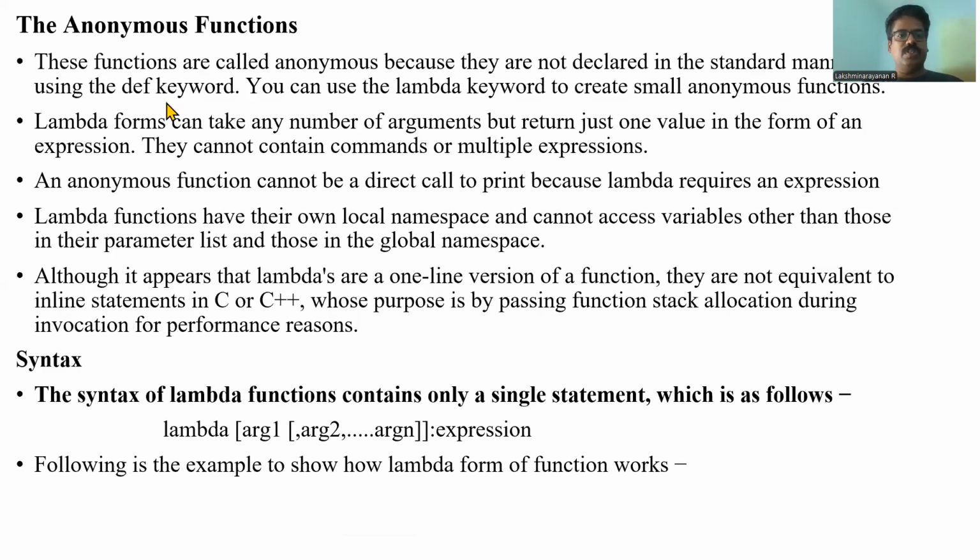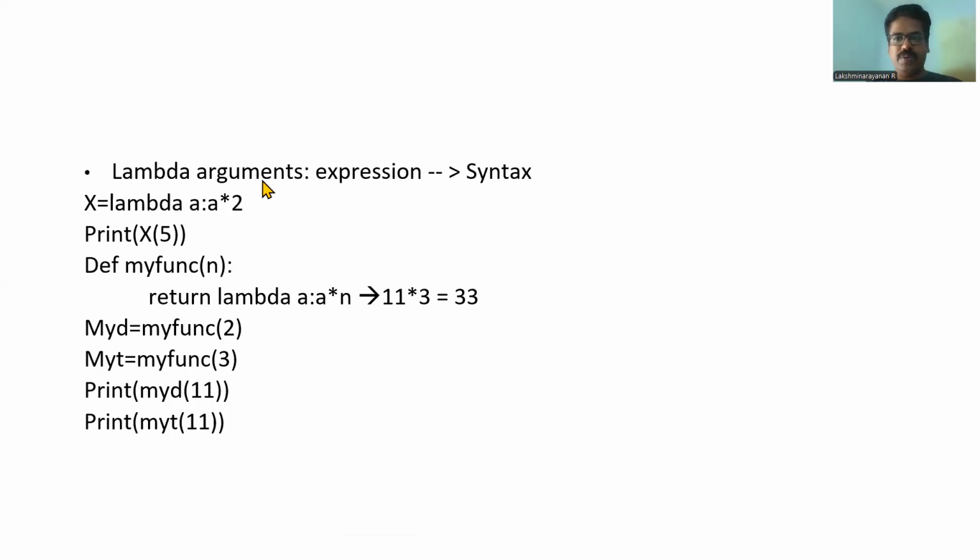An anonymous function, we have already discussed this in functional programming. An anonymous function is a lambda function. When I'm using an anonymous function, I need not declare the function, define it, or call any function. Directly we can use lambda as a keyword, pass the argument, and after the colon we can pass the expression. This is the syntax. See, this is the example.